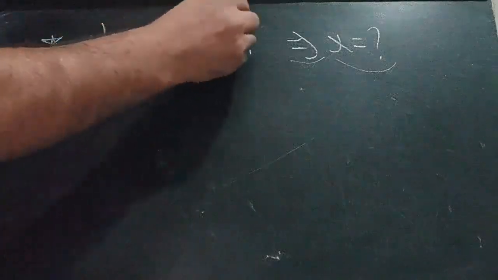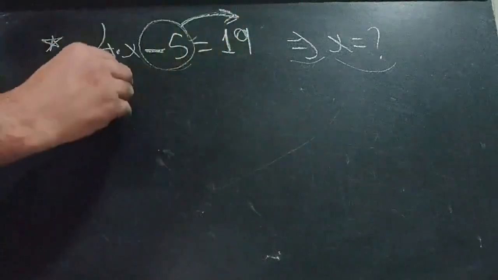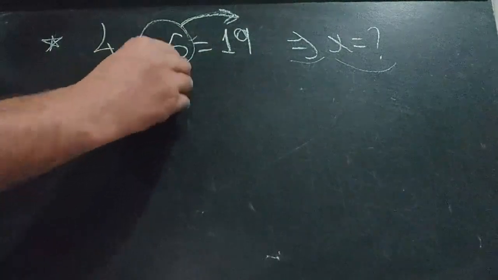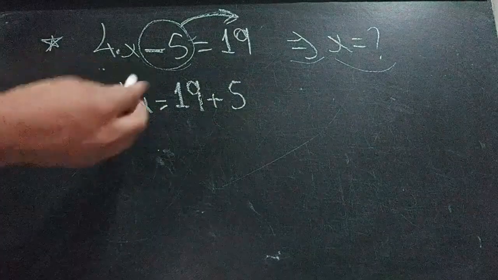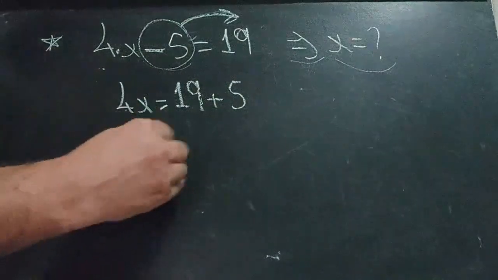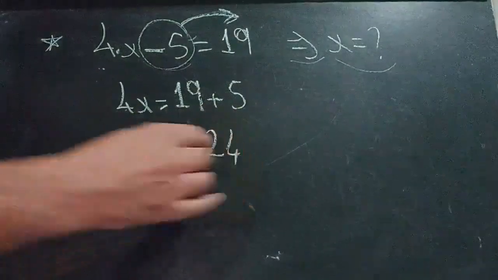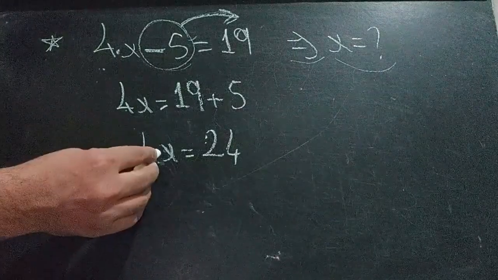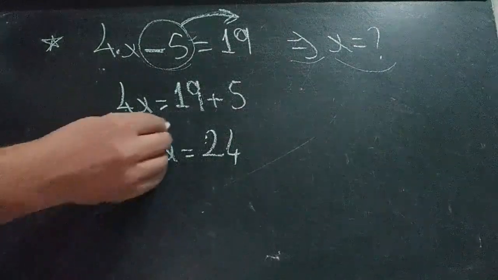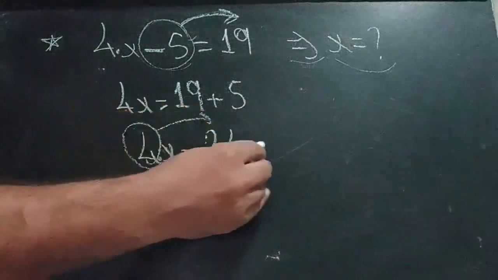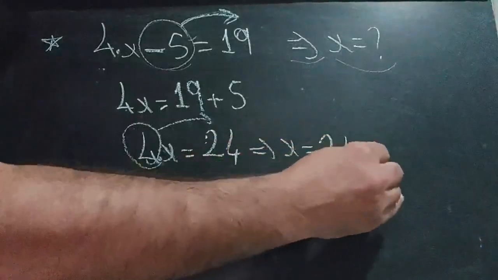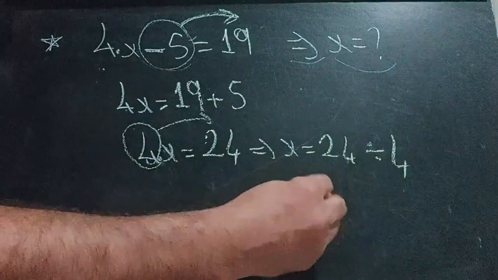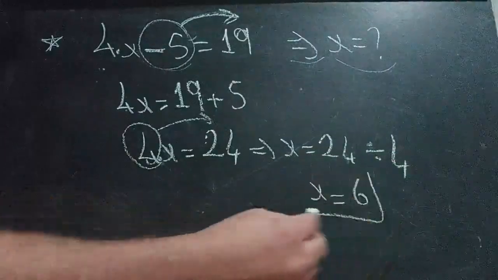I will show you in one question. So take this one to the other side as addition. 4x equals 19 plus 5. That will give me 4x equals 24. So 4 is going to the other side as division. x equals 24 divided by 4. x will be 6.